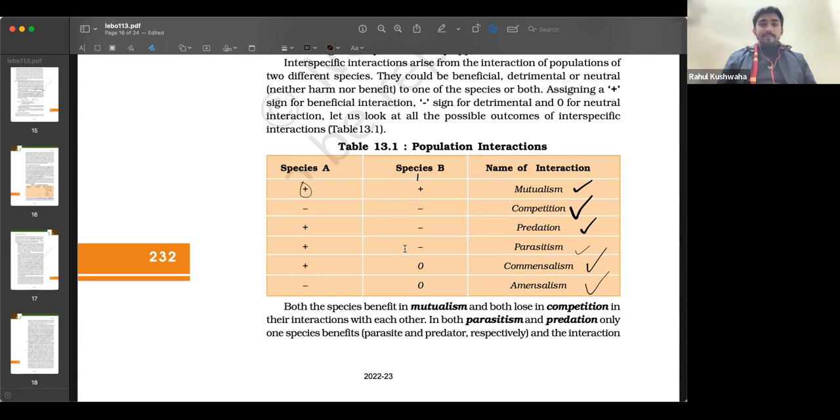So in that case, the smaller fish are at benefit, right? But the whale has nothing to do. It has no benefit, no loss. It does not care at all. You just swim with me, I don't care.